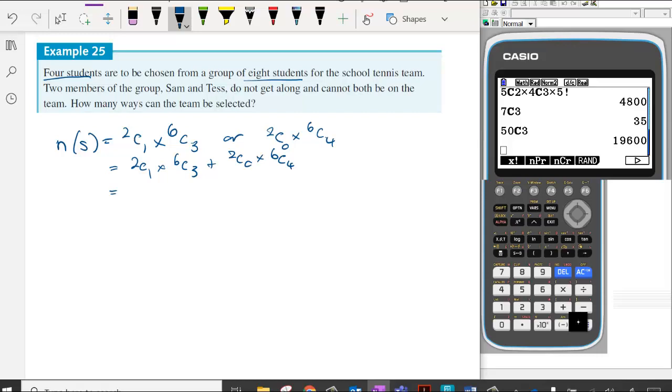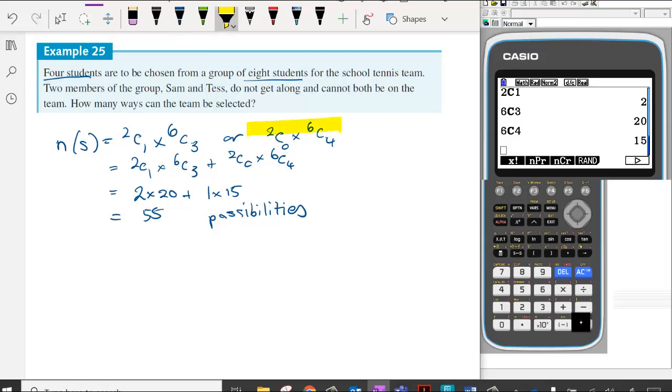So it was a little bit more complex. We had to think about that. So that's 2 multiplied by 20 and 1 multiplied by 15. So we have 40 plus 15, which is 55 different possibilities. Okay, so it would have been pretty easy to forget this, or not realize that it's even a possibility. So when you get asked a question like this, make sure that you do fully consider. So the consideration here was that the team doesn't have to include Sam and Tess, so we could have one of them and then the remaining members, or we could have neither. Okay, so we'll move on to the next question.